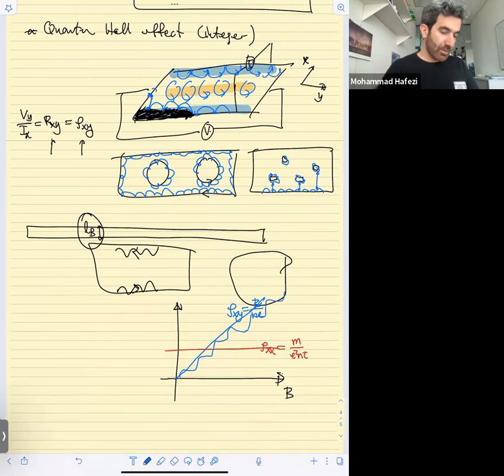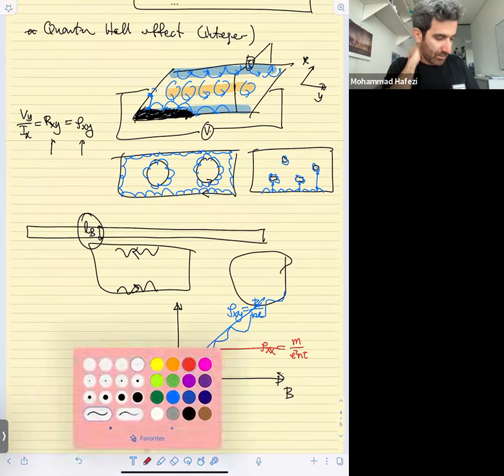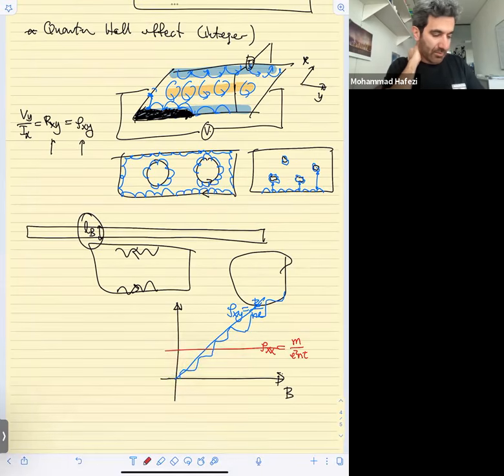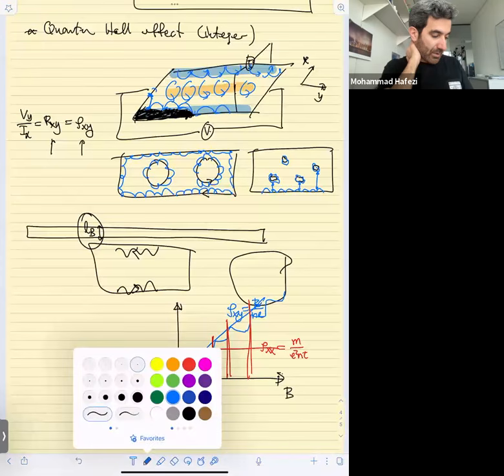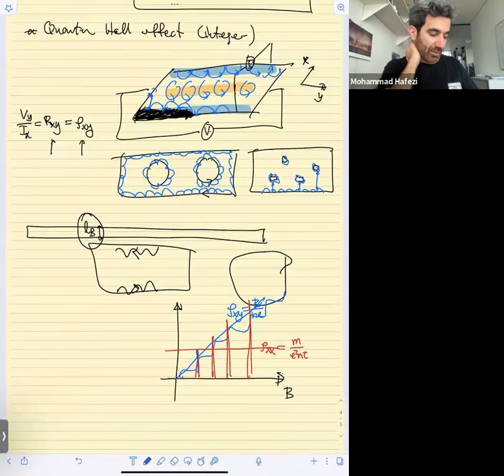So this n is the density of electrons over here. Sorry, I was messing up the numbers. And then rho xx, instead of being just flat, would have peaks in between these plateaus. So you would see steps instead of a straight line for rho xy, the transverse resistance, and then for rho xx, the longitudinal resistance, you would see that you have a bunch of peaks, and at some point in the plateaus, it's zero.